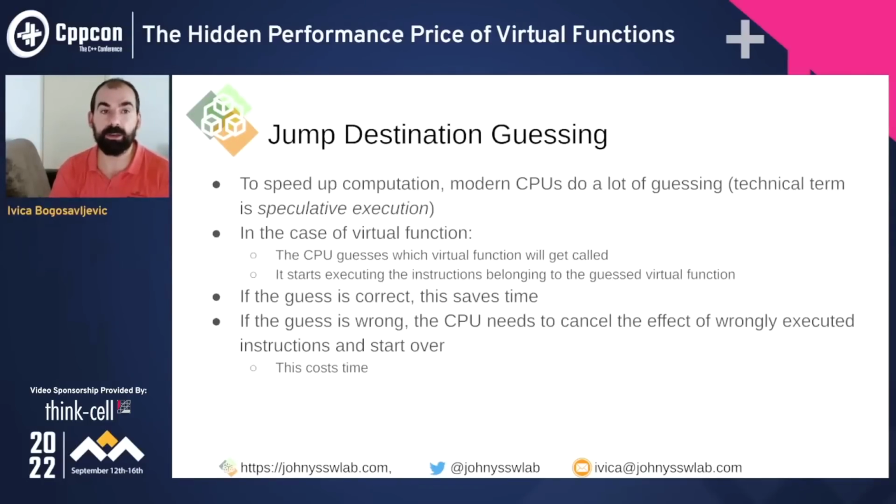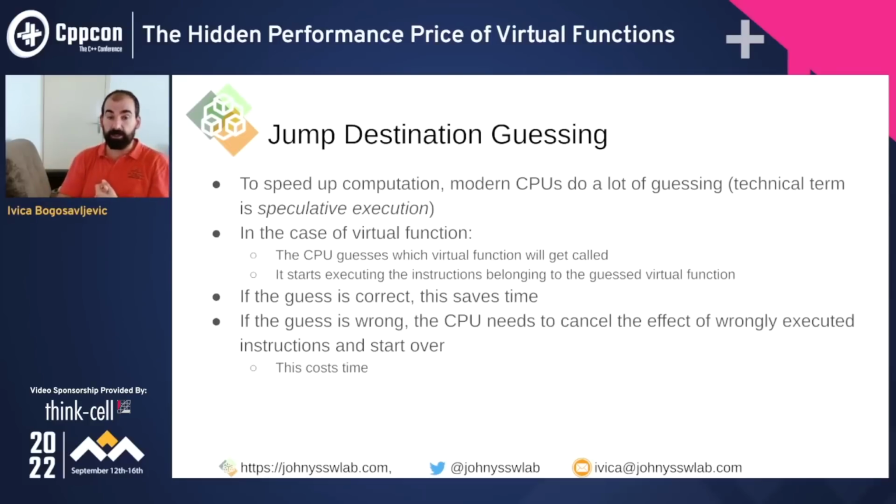The next thing is called jump destination guessing. So what is jump destination guessing? Now, to speed up computation, modern CPUs do a lot of guessing. The technical term for this guessing is speculative execution. So what happens in the case of virtual functions? The CPU guesses which virtual function will get called, and it starts executing the instructions belonging to the guessed virtual function.